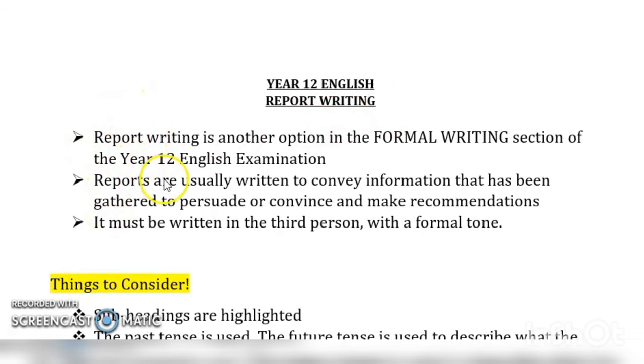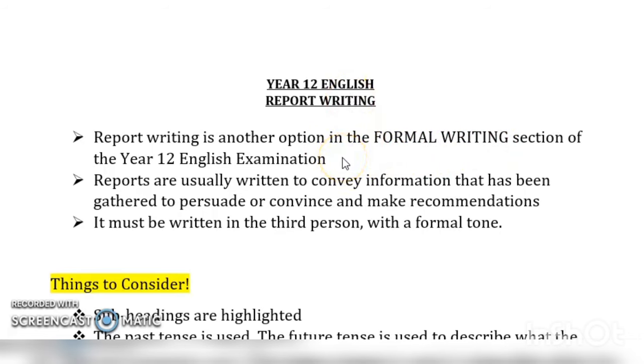Now, these are some points that I want to discuss before we start with the discussion. So, report writing is another option in the formal writing section of the Year 12 English examination. Just to foreshadow, if and when you get into Year 13, report writing is no longer an option. This is only for Year 12 English that we have report writing, in option 1 or in the formal option A, question 1, formal writing section.